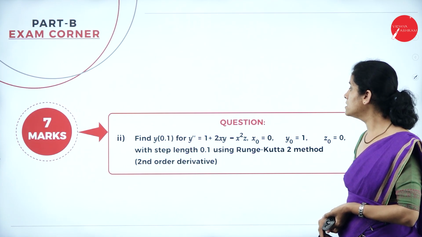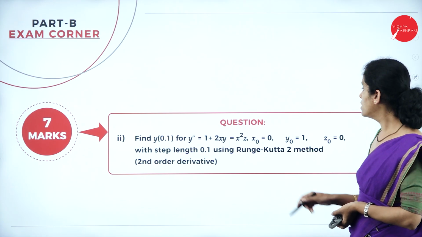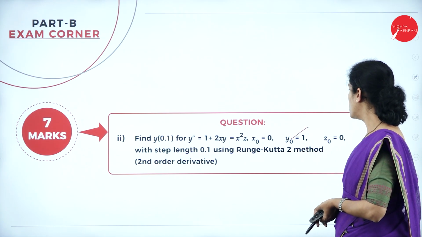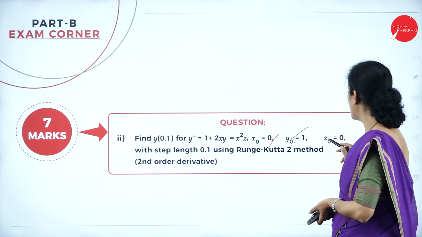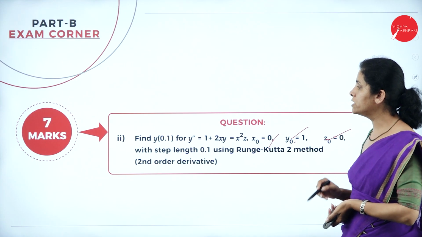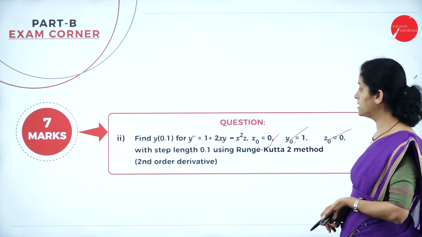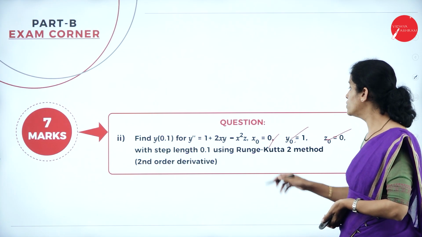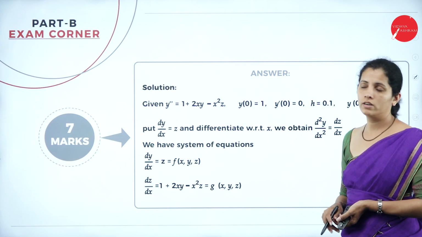Okay, fine. The next question here is find y of 0.1 for y double dash equal to 1 plus 2xy minus x square z, with x naught equal to 0, y naught equal to 1 and z naught equal to 0, with step length. What is the step length? h is nothing but 0.1, using Runge-Kutta second method or second order.